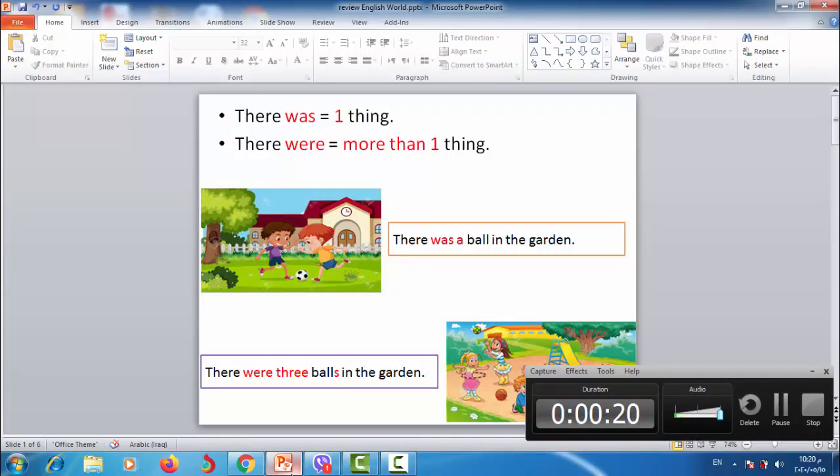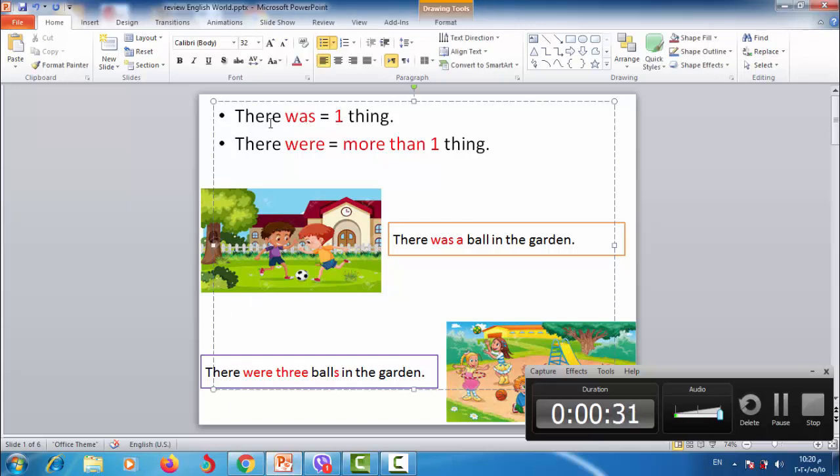As you know, there was is used only for one thing, and there were is used only for more than one thing. More than one thing means 2 things, 3 things, 10 things, 100 things. It doesn't matter. What matters is that we use it for more than one thing. It doesn't use it for one thing.